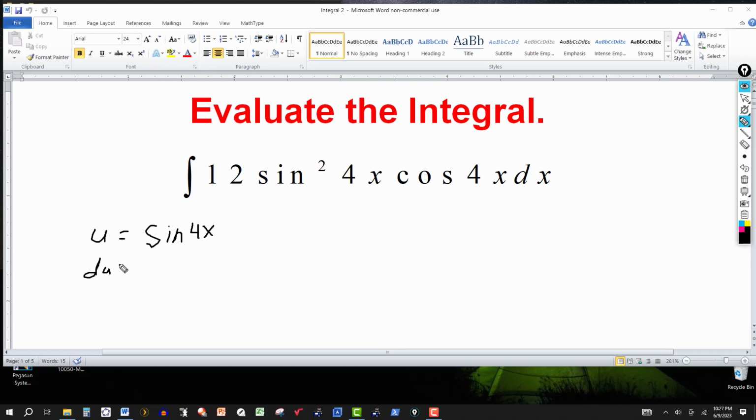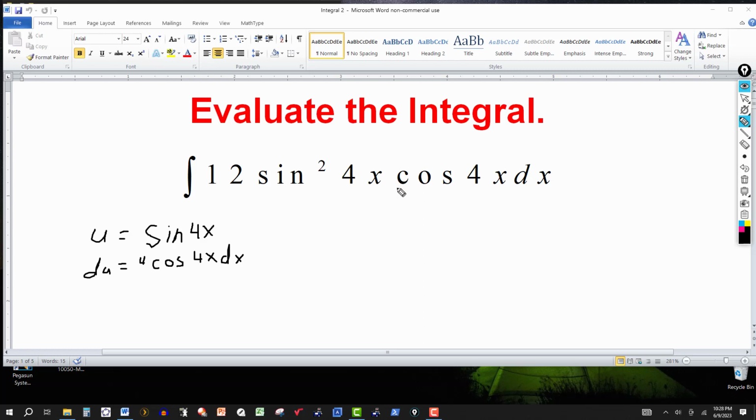Then du will equal the derivative of sine, which is cosine, so we have cosine of 4x, and then using the chain rule, the derivative of 4x is 4, that goes out in front here, and we have a dx.